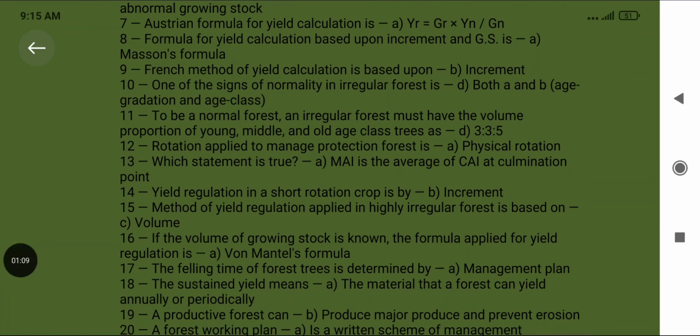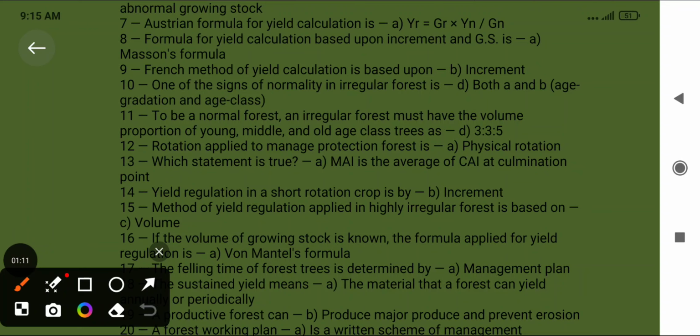Another formula for yield calculation based upon increment and GIS is the Mason formula. The French method of yield calculation is based on increment.